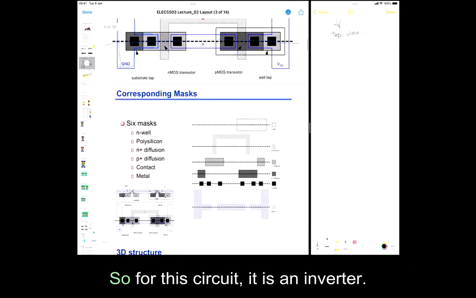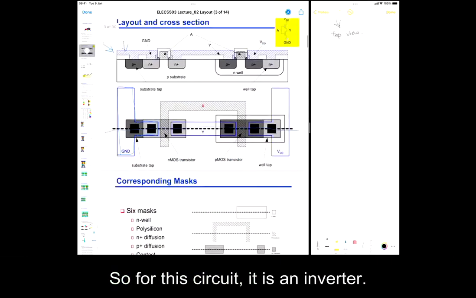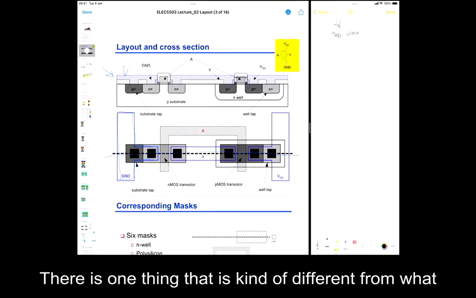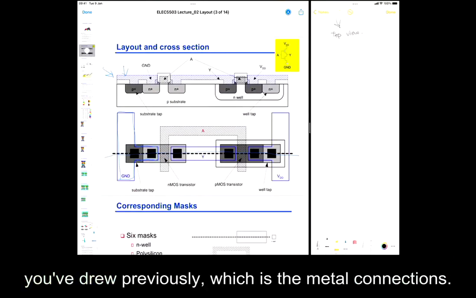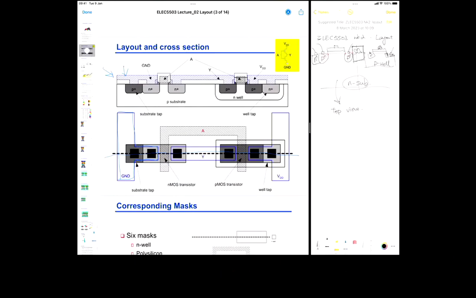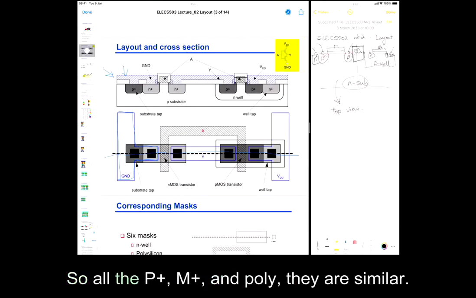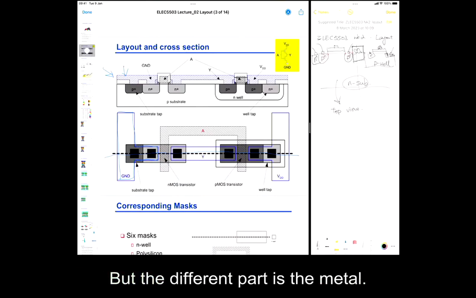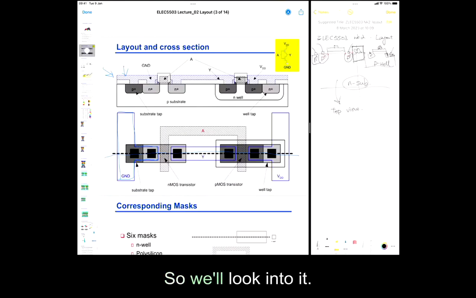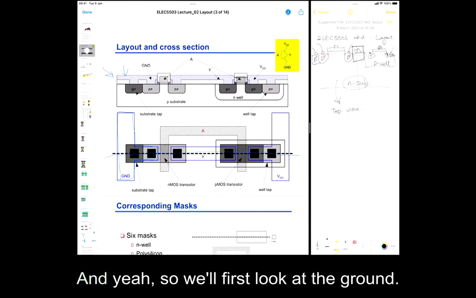No worries. So for this circuit, it is an inverter. There is one thing that is kind of different from what you've drawn previously, which is the metal connections. So basically, all the silicon related stuff is similar. So all the P+, N+, and poly, they are similar. But the different part is the metal. So we'll look into it. So we'll first look at the ground.